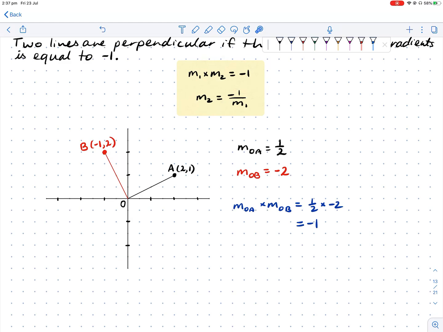If we look at the gradient of these two lines, starting with OA, if we work with rise over run, rise is 1 over 2, so the gradient of OA is 1/2. If we look at the point B and I work out rise over run, from left to right, it's going down 2 units and across 1 unit. So the gradient there is going to be -2. If I multiply these two values together, half times -2, that's indeed equal to -1. That's just an example of showing how this works.